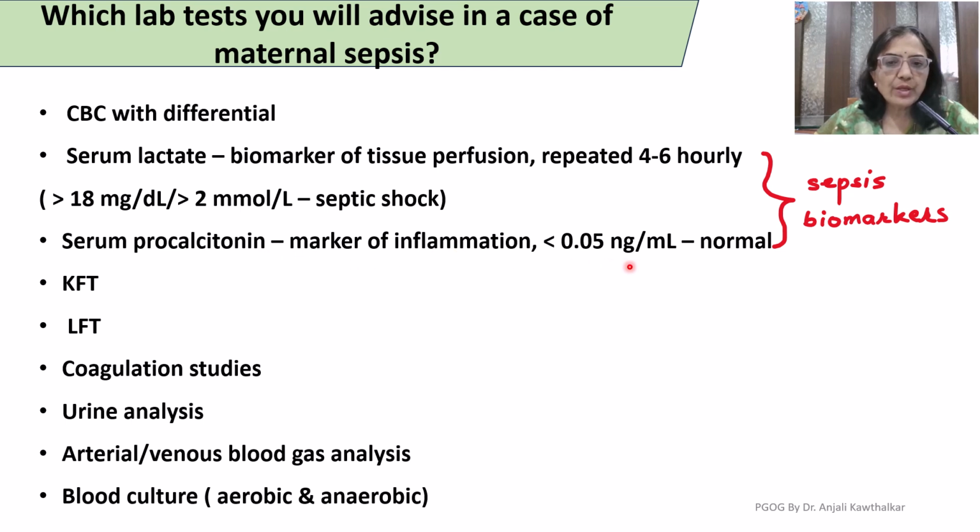Less than 0.05 nanogram per ml is normal, and as the level increases, it indicates increasing severity of inflammation, and that is why this is also important. Now, the serum lactate and serum procalcitonin are called sepsis biomarkers. If you are asked what are the sepsis biomarkers, your answer should be serum lactate and serum procalcitonin.